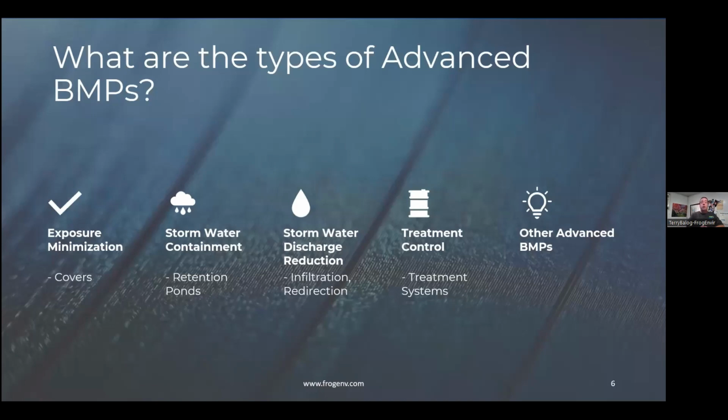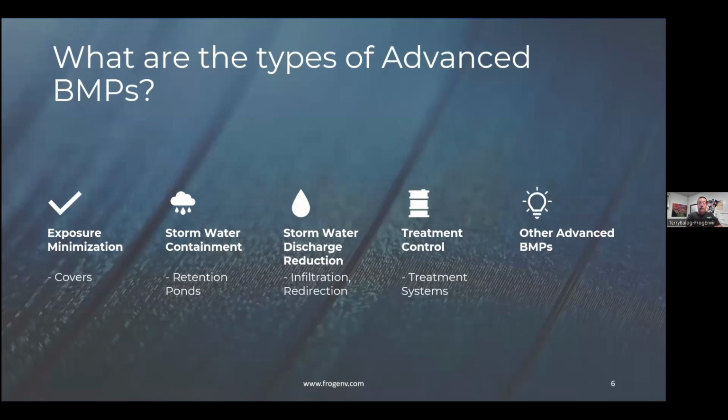So once you become level 2, you have to do what are called advanced BMPs. As a baseline or level 1, you're required to do minimum BMPs. Once you become level 2, you're required to do advanced BMPs. Types of advanced BMPs: exposure minimization, covered area. Do you have an outdoor grinding area that you can cover?